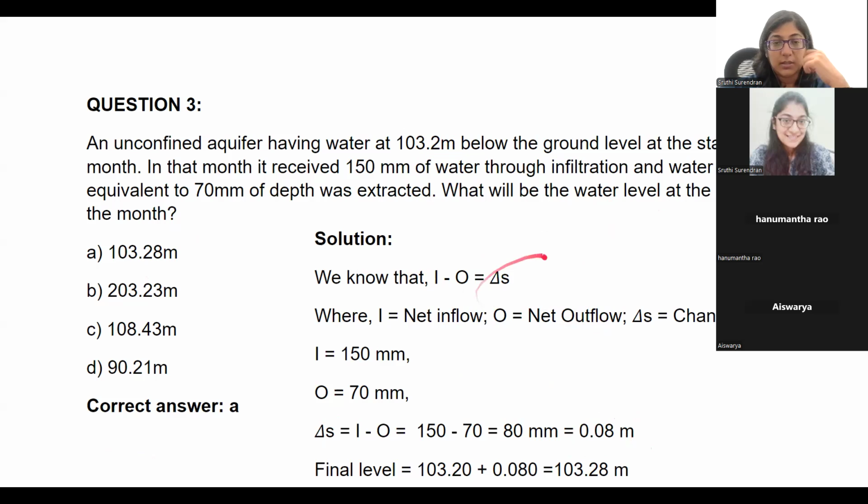So once again, just brushing up on how this has been done. The inflow in here is the water that is contributing to the recharge, which is 150 mm, and the outflow is the water that is being removed from the groundwater, which is 70 mm. When you find the difference between them, the water stored over there is 80 mm, which is 0.08 meters, and when you add that to the already existing water level, you will get the water level at the end of this month. So this is how this problem is done using the groundwater balance method.